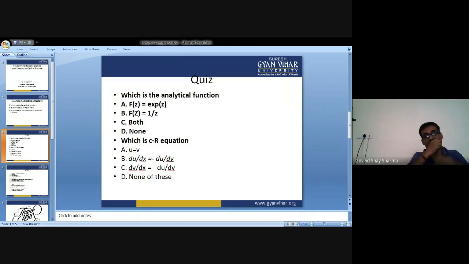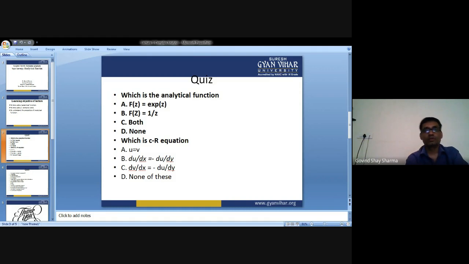Which is the analytical function? Which function can we say is analytical? First, I told you that if a function is analytical at a point, it must be differentiable at each point. But 1 upon z, we discussed 1 upon z first. At z equal to 0, the function is not analytical. If we take z equal to 0, the function does not exist, and then how is it possible for it to be differentiable? The function does not exist.